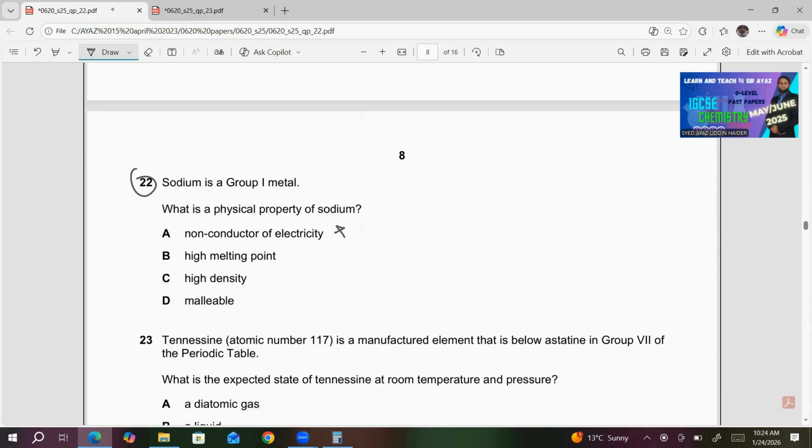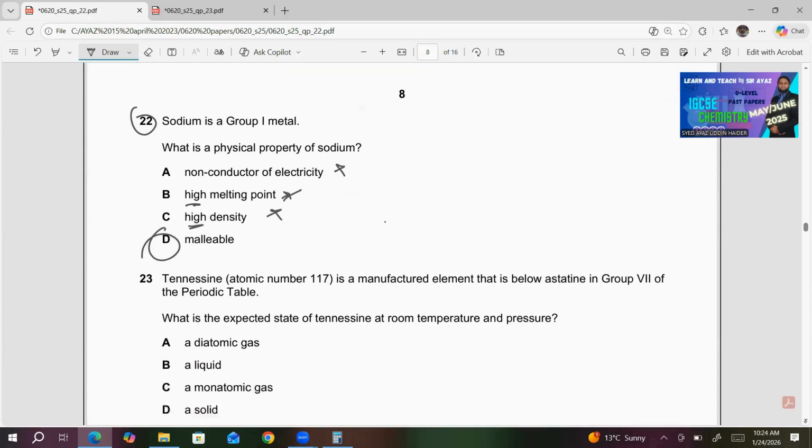Non-conductor? No, this is incorrect. They are good conductors. High melting point? No. This is also incorrect. High density? This is also incorrect. They have low density, low melting point. Malleable? Yes, this one is true. They are malleable. Although they are soft, they are malleable also. They can be made into different shapes.